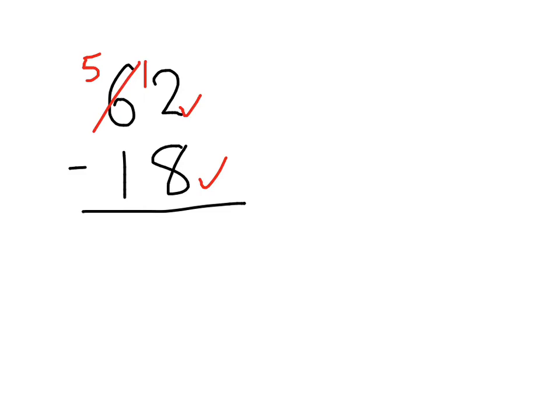So it's all about place value. So in this one here, I'm now doing 12 subtract 8, which is 4. 5 take away 1 is 4.